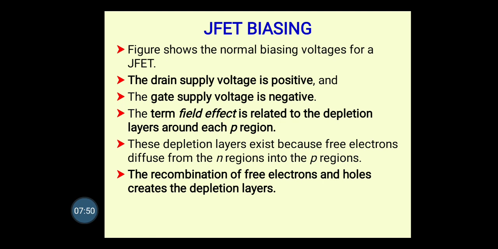So the drain voltage is positive, and the gate supply voltage is such that you have to always reverse bias the gate. This is very important. The term field effect is related to the depletion layer around each P region. This we will see in detail later on. This depletion layer exists because free electrons diffuse from the N region to the P region. The recombination of free electrons and holes creates the depletion region.